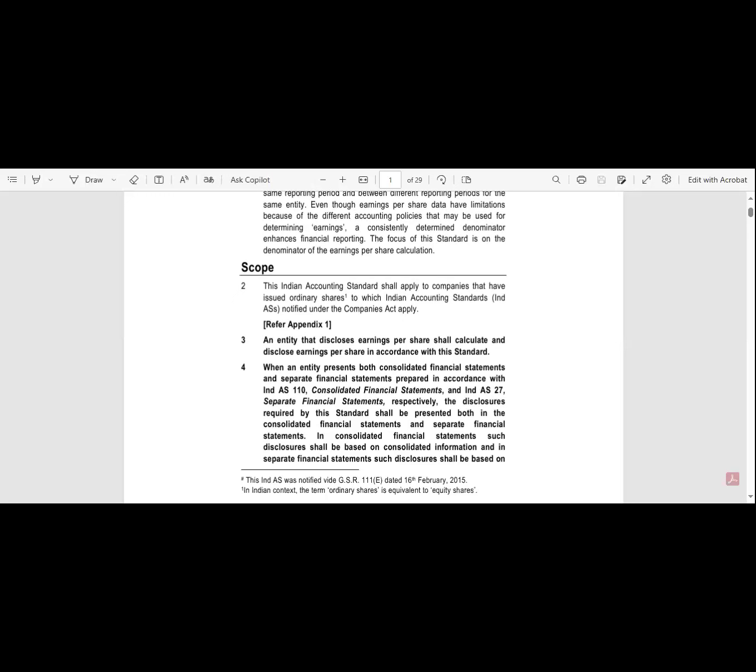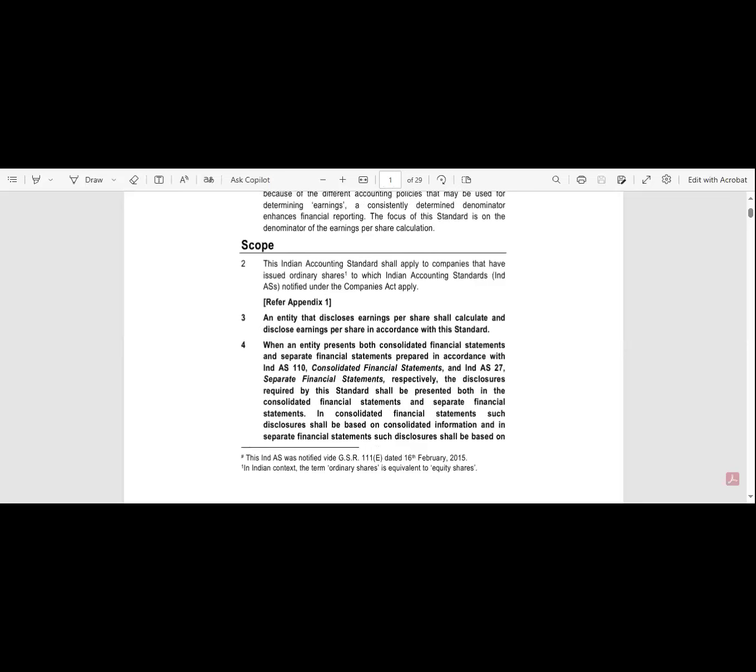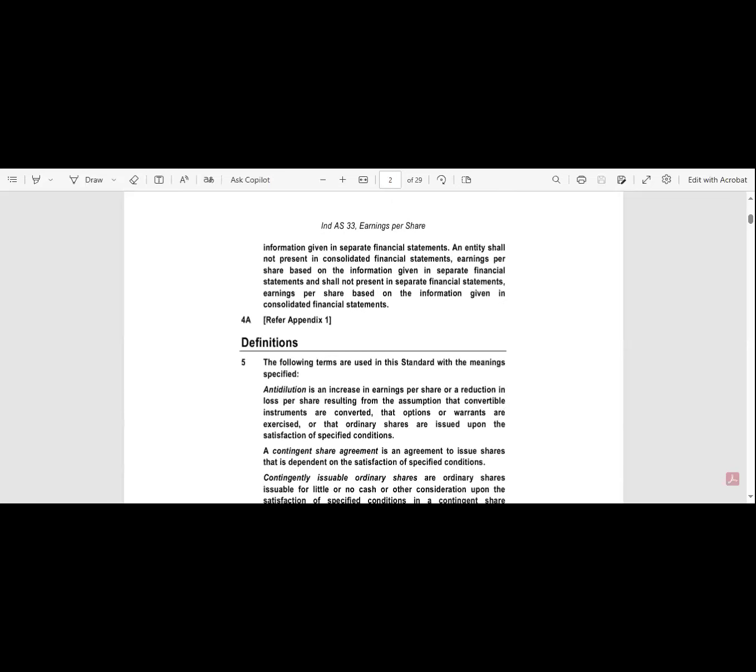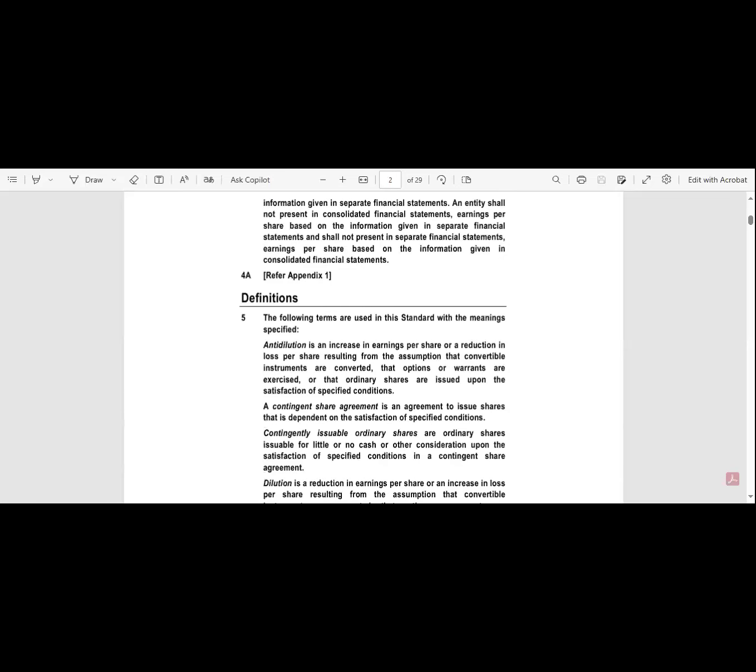Okay, so it is mandatory to disclose the earning per share and their calculation, in accordance with the Indian Accounting Standard 33. So this is the scope. If you see, some of the definitions are given here, that is, what is meant by dilution and what is meant by anti-dilution.